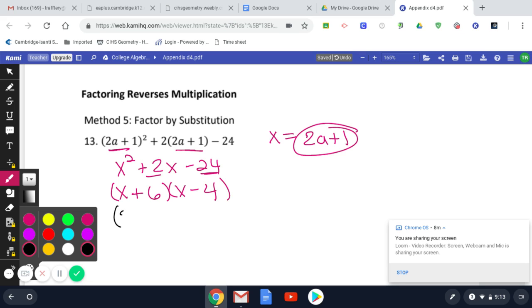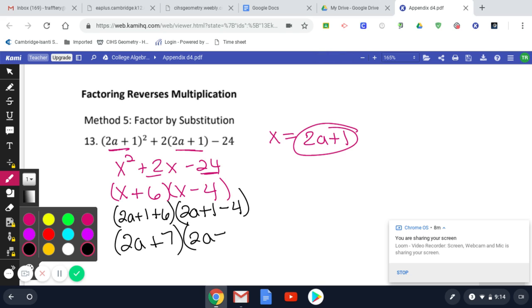So then I have 2a plus 1 plus 6 times 2a plus 1 minus 4. Then this gives me 2a plus 7 times 2a minus 3. And then that becomes the factored form.